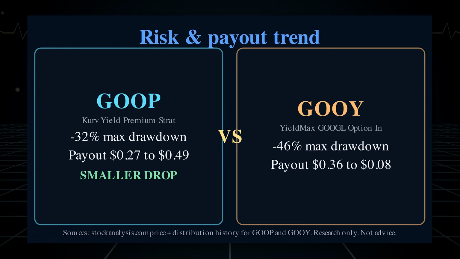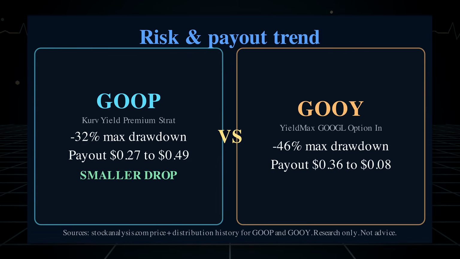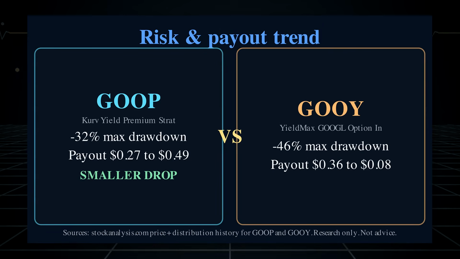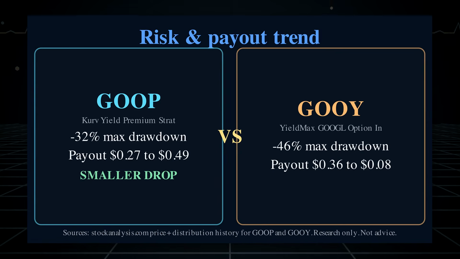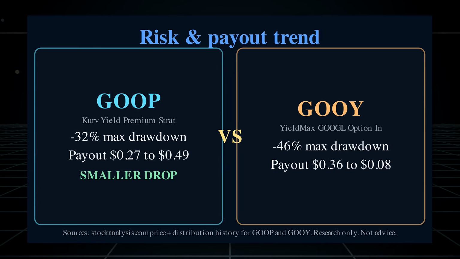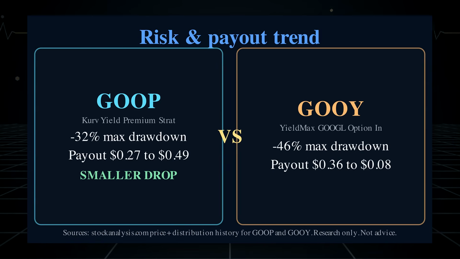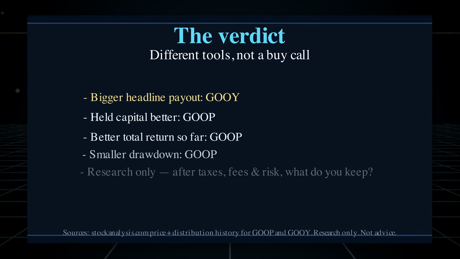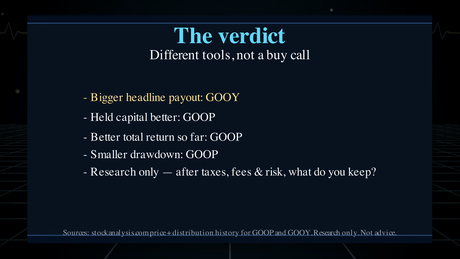The risk verdict is therefore not, options are dangerous, end of story. It is that implementation and results matter. The same underlying stock and broadly similar income idea produced very different scars. GOOP has demonstrated the stronger combination of drawdown control and payout direction. GOOY's record shows why a frequent distribution should never be mistaken for a stable one.